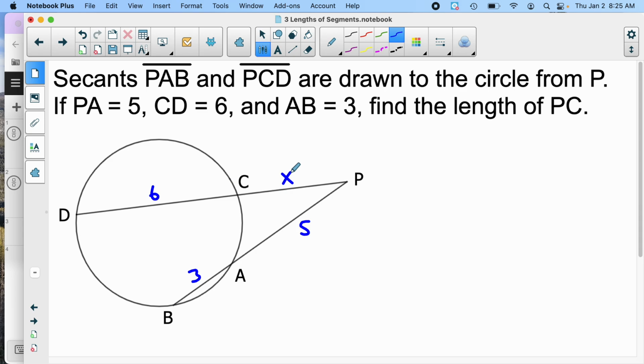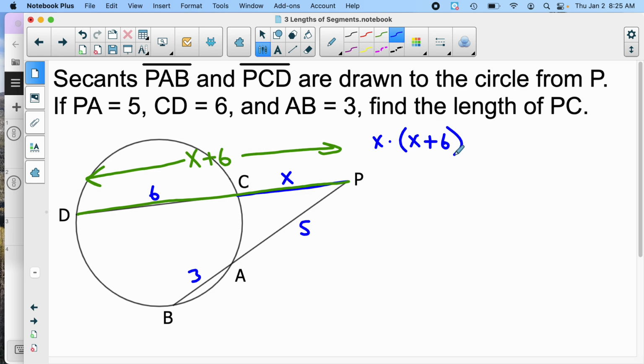Okay, here's what the power of the point says. The power of the point says, if I multiply this length PC times this length here, PD. Now hold on a second. Let's figure out how long PD is. It's some distance x, and then it's 6 more than that. So this whole distance is x plus 6. So in my equation, I'm going to write x times x plus 6. Oh, baby. This is looking like some fun.